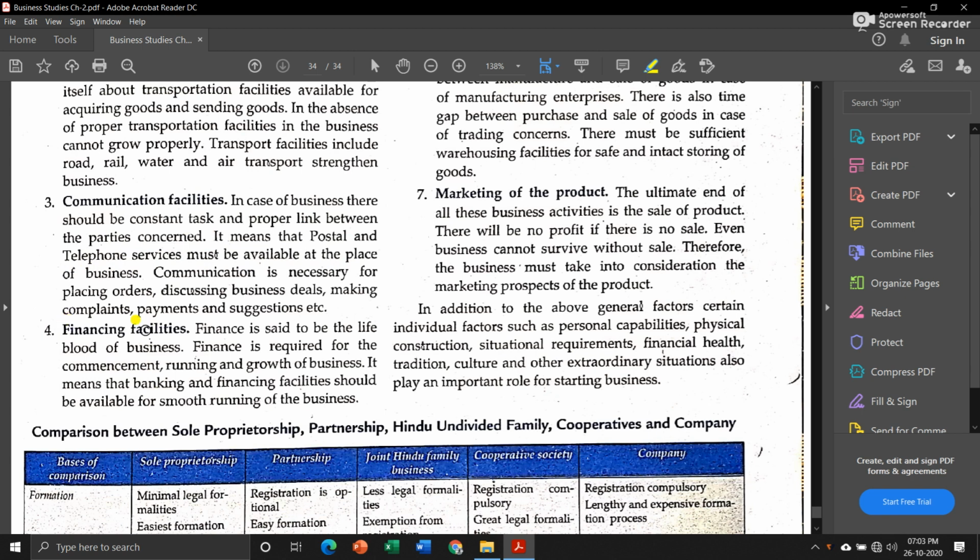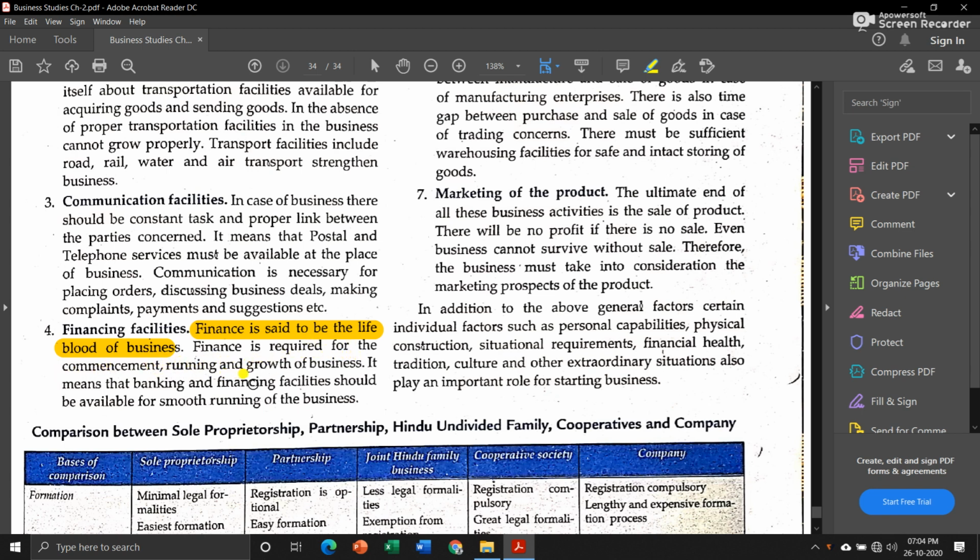Then next is financing facilities. Finance is said to be the lifeblood of business. Now this sentence is very much important. Sometimes they give one sentence and ask you to explain it for 3 or 4 marks. So finance is considered as the lifeblood of business. Finance is nothing but money, and without money you cannot run a business. So it is very simple that in order to start a business or to run a business, you definitely need money, and that money is nothing but finance. It is required for commencement, running and growth of business.